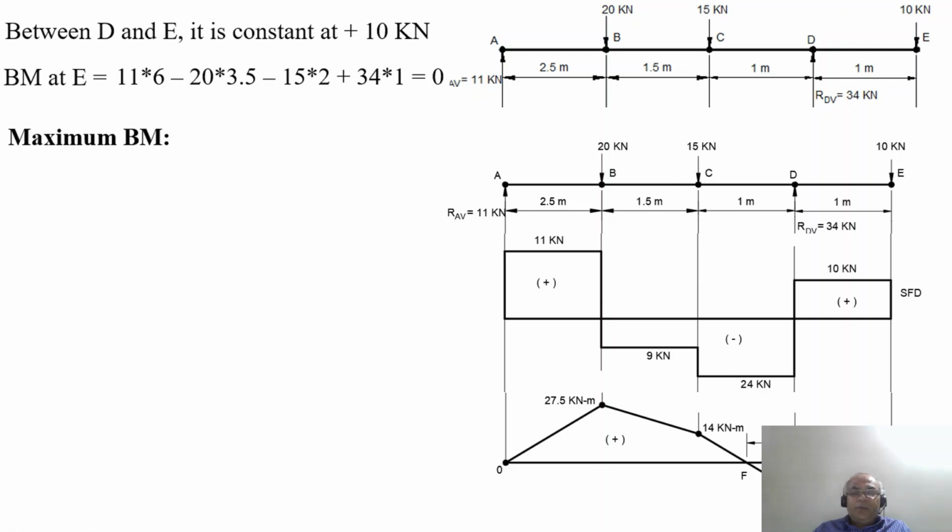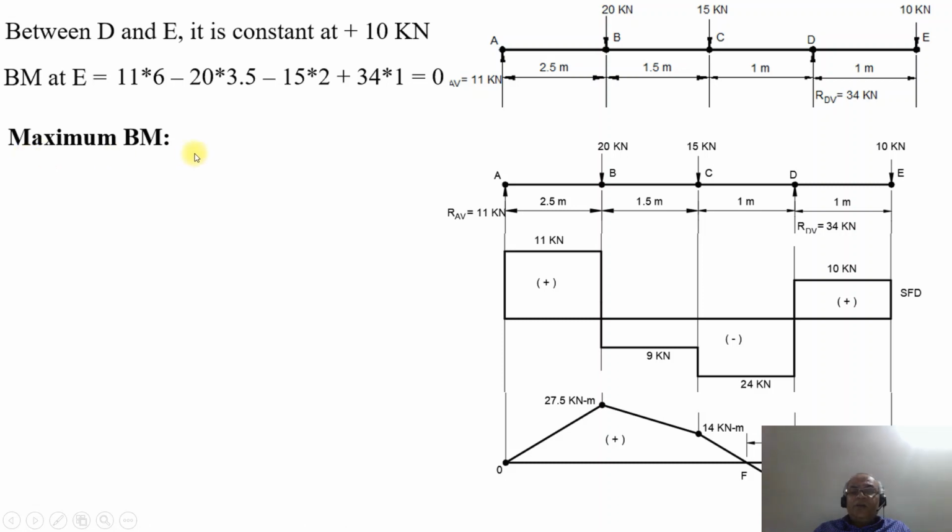So what will be the maximum bending moment? The maximum bending moment will occur where the SF is changing its sign. When you see the shear force diagram, you can see the sign changes from positive to negative once, and also from negative to positive once. Between D and E, what happens in the shear force? No other load is acting between these two, so it remains constant at plus 10 kilonewton. That is what we have shown. This is the shear force.